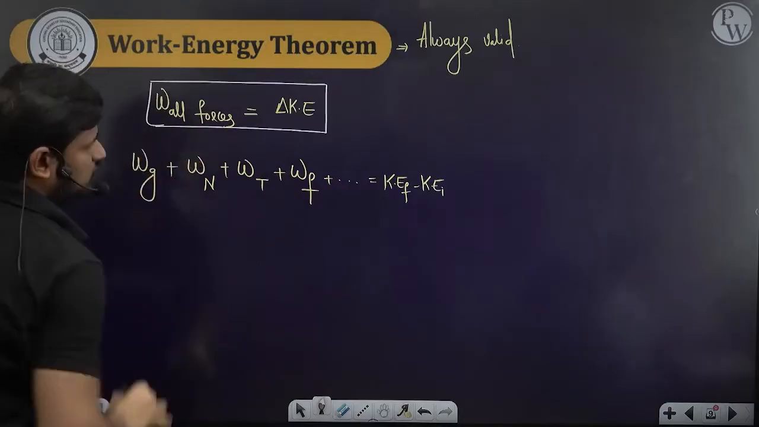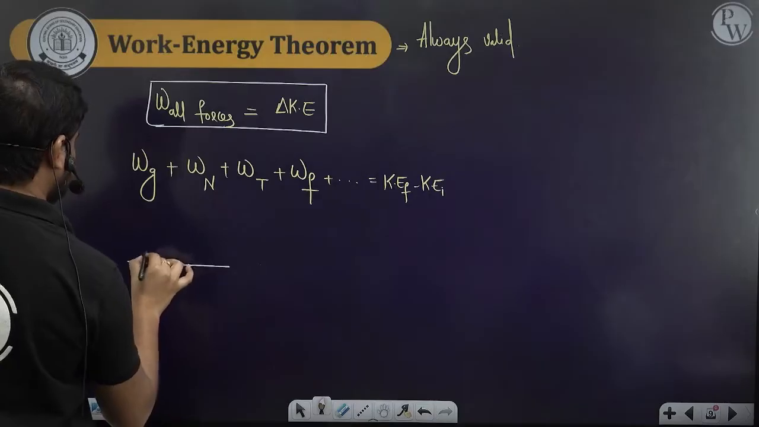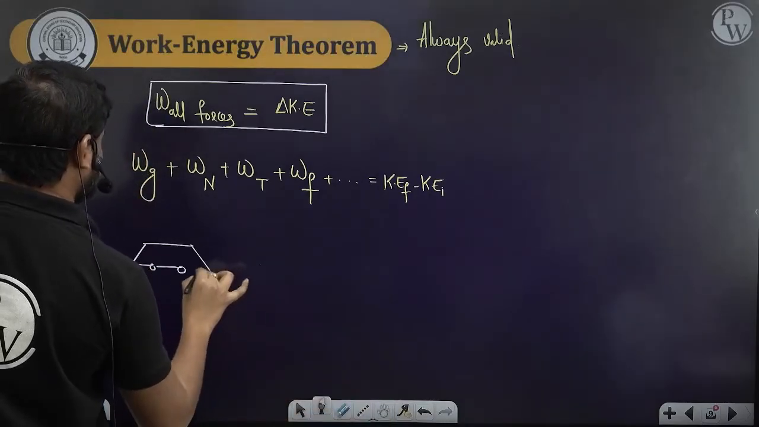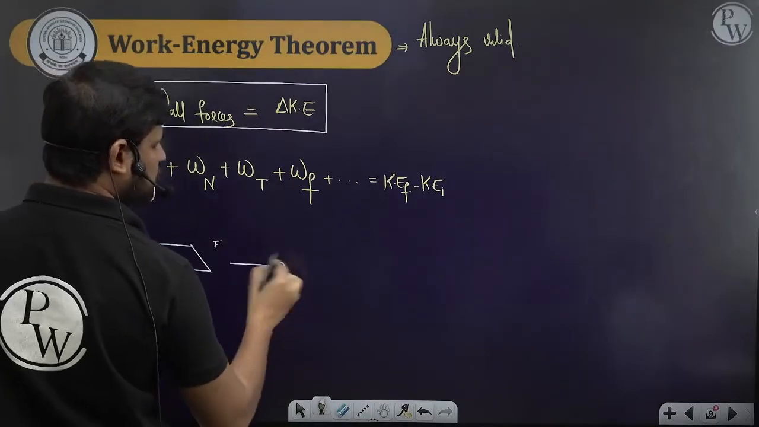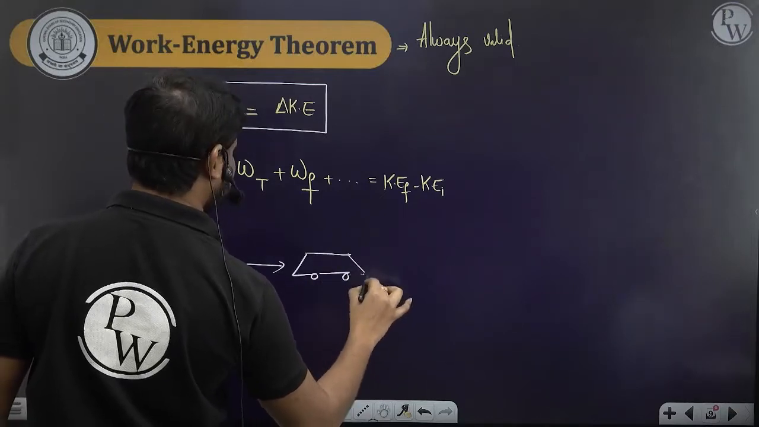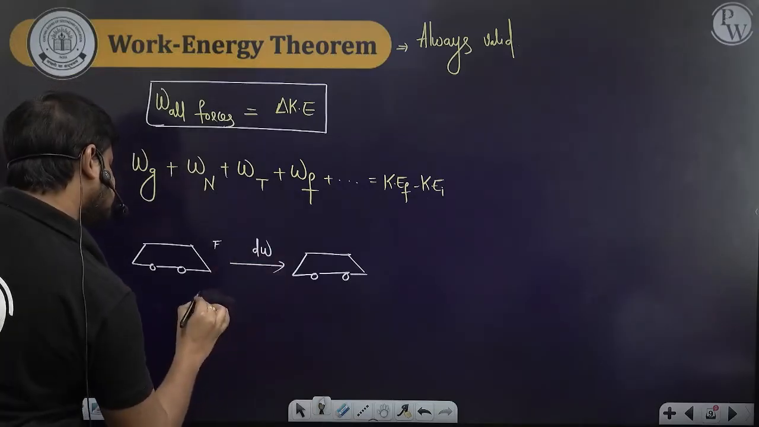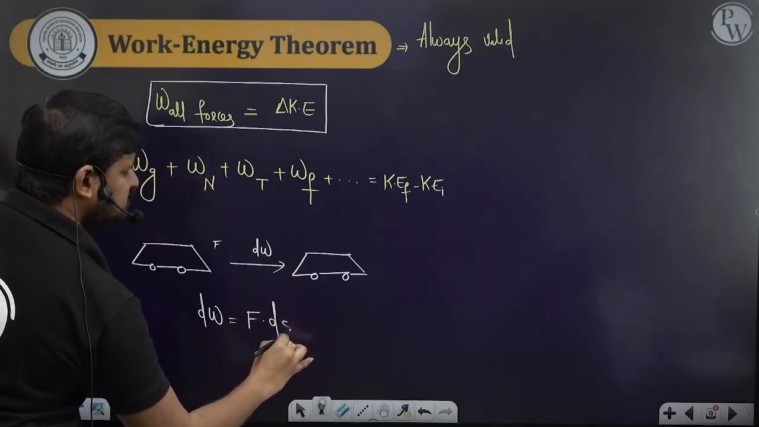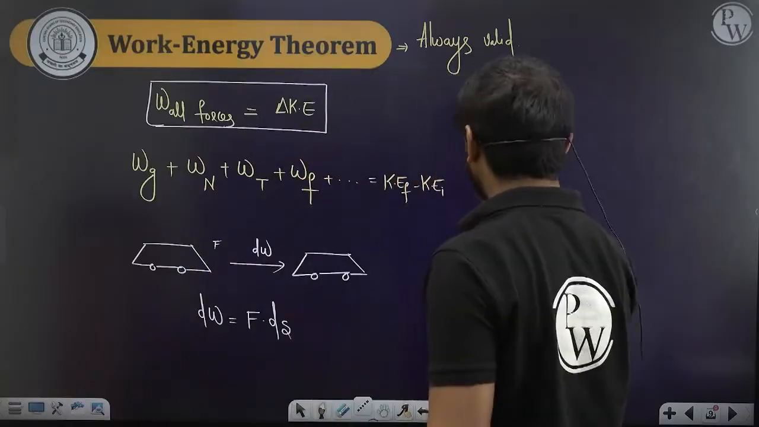Remember this. Now, to derive this, let's consider a vehicle initially. Some force is applied on it so that it moves by a very small distance ds. The very small work done dw is equal to the force times the very small displacement ds. So dw is equal to force into ds, right?